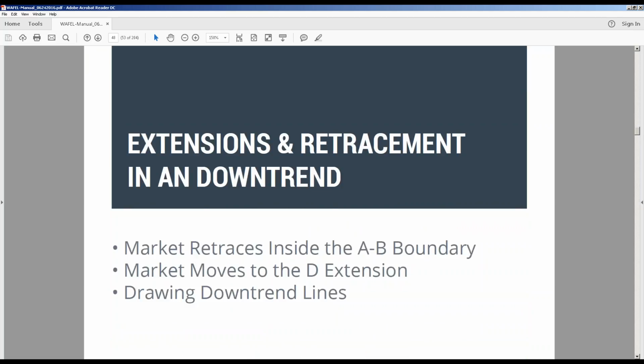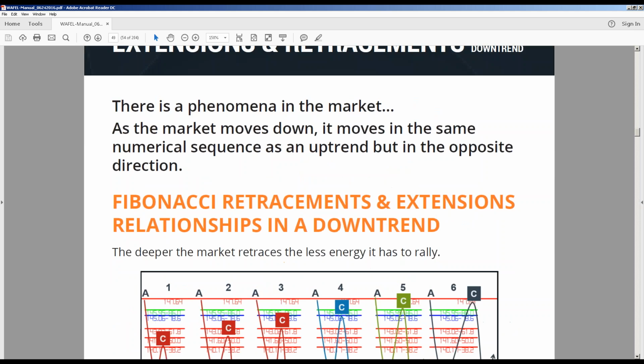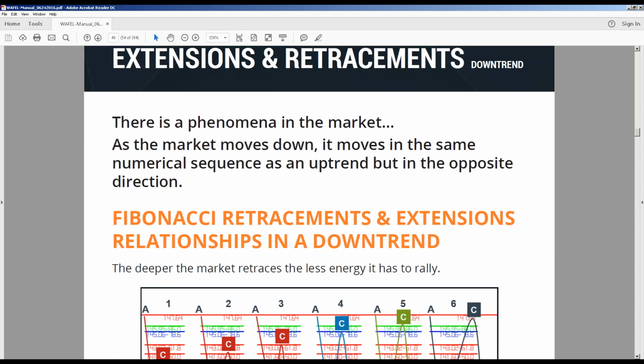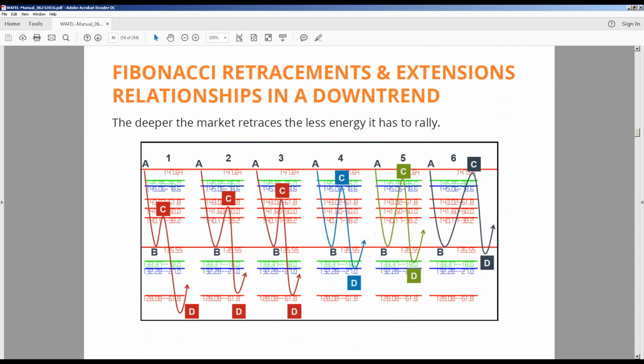And now we get to extensions and retracements in a downtrend. Now I'm going to explain how the market retraces inside the AB boundary and how the market moves to the D extension, and then also drawing trend lines. Right, now there's a phenomenon in the market. As the market moves down, it moves in the same numerical sequence as an uptrend, but in the opposite direction. Fibonacci retracements and extension relationships in a downtrend. The deeper the market retraces, the less energy it has to rally. There we go.